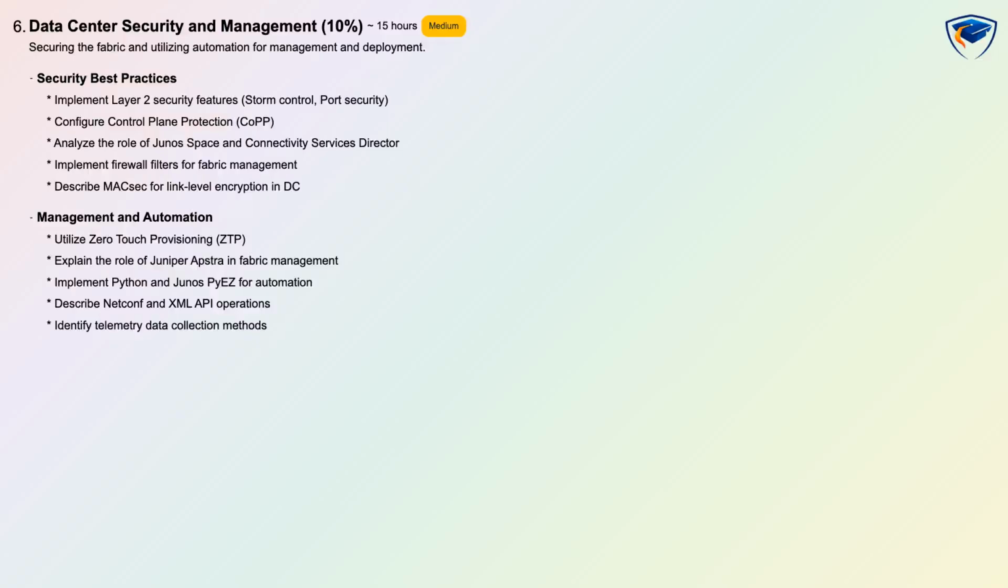Study Layer 2 security features such as storm control and port security. Implement control plane protection policies. Use Junos Space and Connectivity Services Director for management. Apply firewall filters for fabric management. And understand MACsec for link encryption.